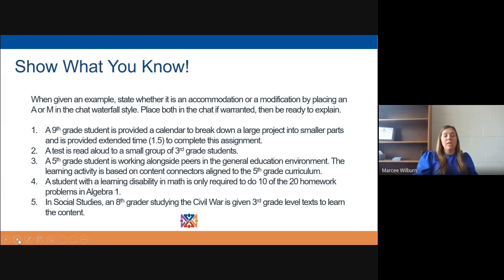Okay, so let's talk about the learning target here. Is the learning target learning about the Civil War, or is the learning target reading comprehension at an 8th grade level? Go ahead and put that in the chat. What do you think?